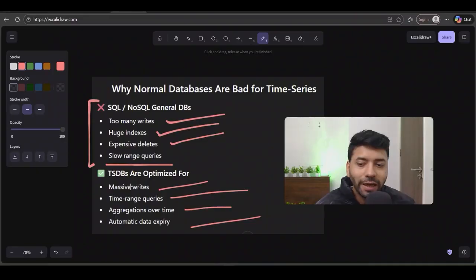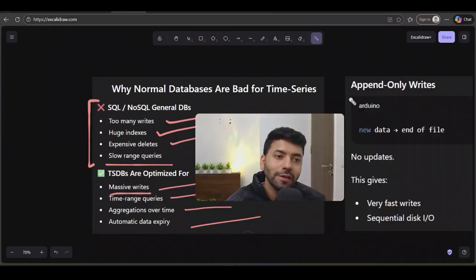As we said, time series databases are optimized for massive write operations. So let's see how write operations work in a time series database. In a time series database, we perform append only writes. Okay. Whenever you get new data, it is appended at the end of the file.